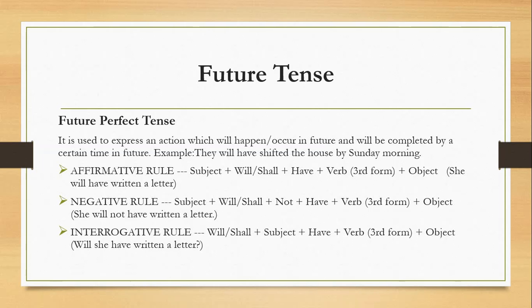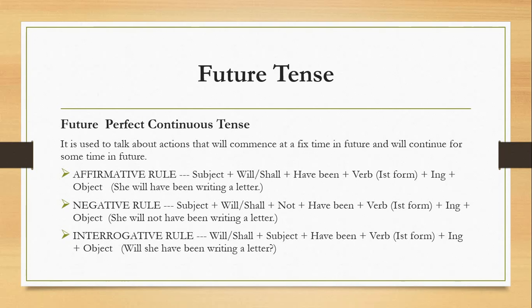The negative: subject plus will or shall plus not plus have plus V3 plus object. She will not have written a letter. Then interrogative: will or shall plus subject plus have plus V3 plus object. Will she have written a letter?